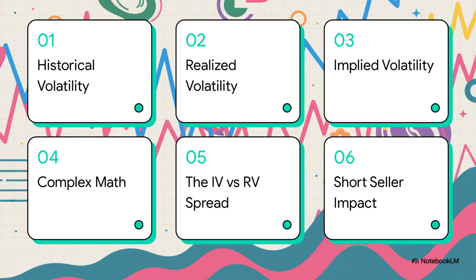To get to that answer, here's our game plan for today. First, historical volatility. Then, realized volatility, which is today's action. Third, implied volatility, or future expectations. 4, Black-Scholes and the complex math. 5, the IV versus RV spread. And finally, number 6, the impact on short sellers.